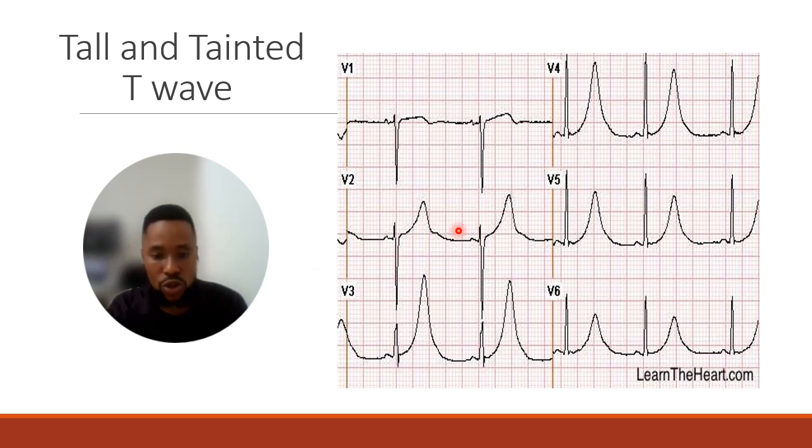This is an example of a tall and tented T wave. You could see this T wave is tall and it is sharp at the edge. This is a perfect example of a tall and tented T wave. So you say a T wave is large when you see it in more than two leads. Now we can see this in V4, we can also see this in V5 and V2, V3. You say a T wave is tall when it's more than 10 small boxes, that is two big boxes. You could see this is even taller than two big boxes. So you can say this is a tall and tented T wave.